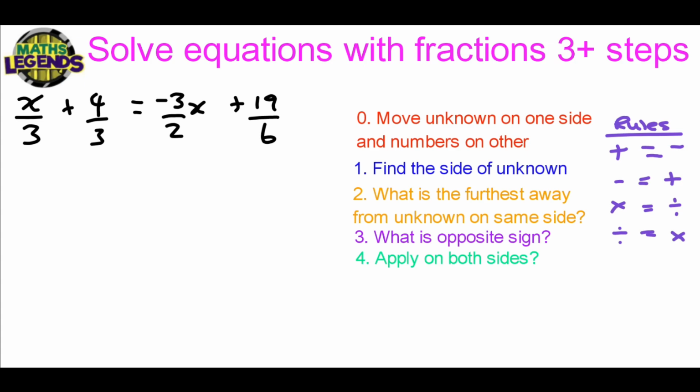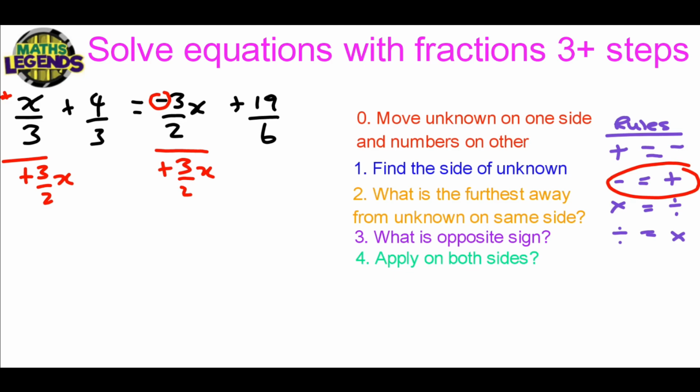Now we want to move all the x's on one side and all the numbers on the other side. So we have x's on both sides here. Now we want to move them in a way so that we don't end up with a negative. So we look at the sign. So here's a plus, and this is a minus. So we want to get rid of the minus. So we can use the rules to look at the opposite. So here it's plus 3 over 2. And we have to apply that on both sides.